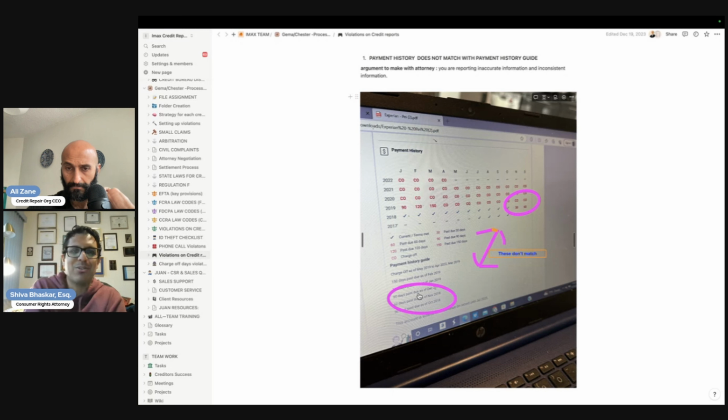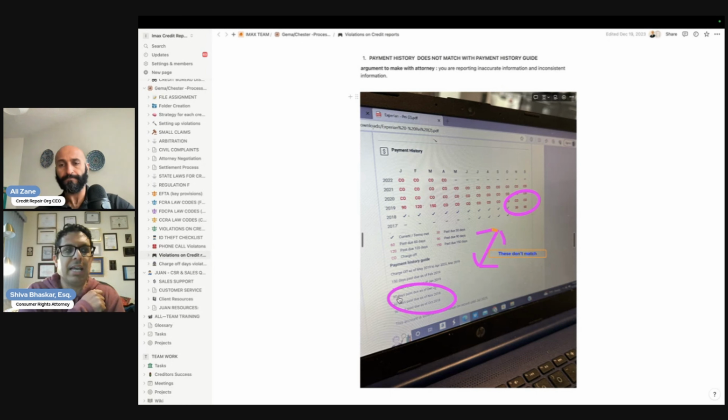So they're saying, yeah, you're charged off here, but they're giving a different date for the charge off down there. Both of those pieces of information cannot be true, and it shows us that this is a really incomplete report. And so that's something to keep an eye on immediately. And I want to add one thing.